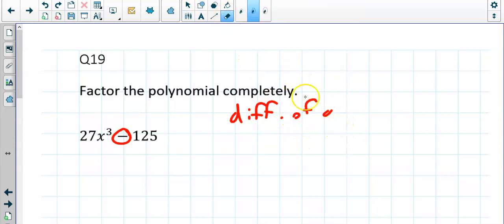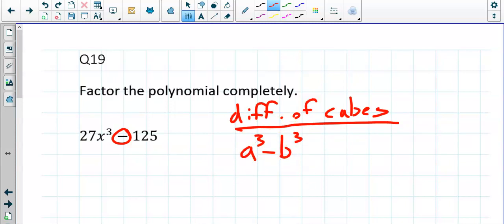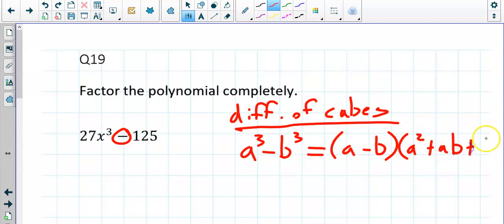And then you have to remember what a difference of cubes looks like because it's very formula based. A difference of cubes looks like this. You got a cubed minus b cubed, which is kind of like what you saw last time, but instead of being squares, they're cubes. And it factors just like this. A minus b, and then it's a squared plus ab plus b squared.